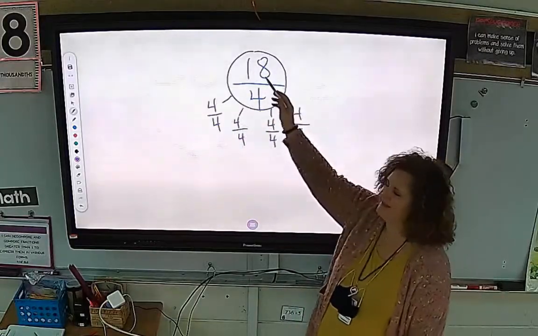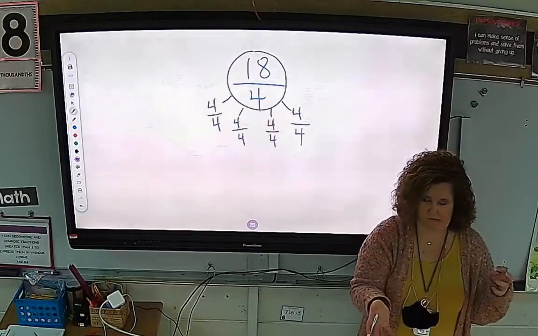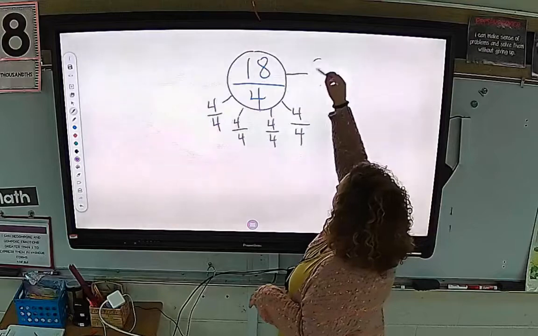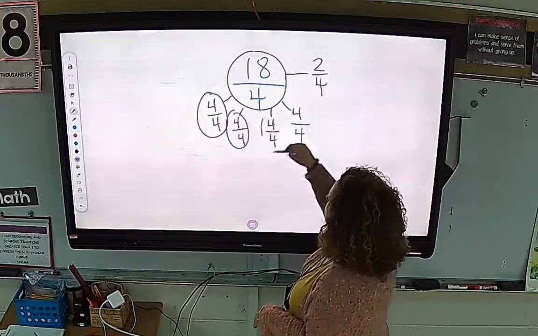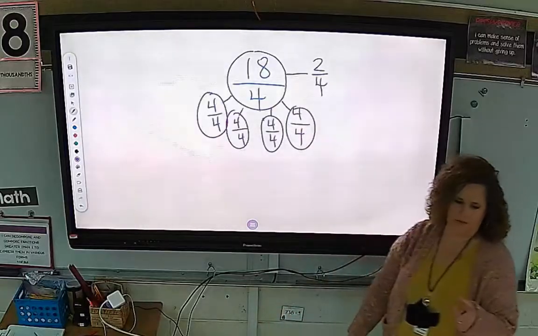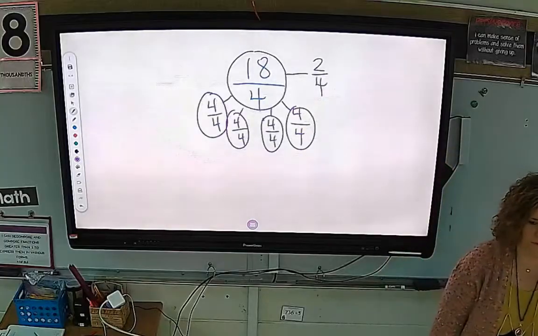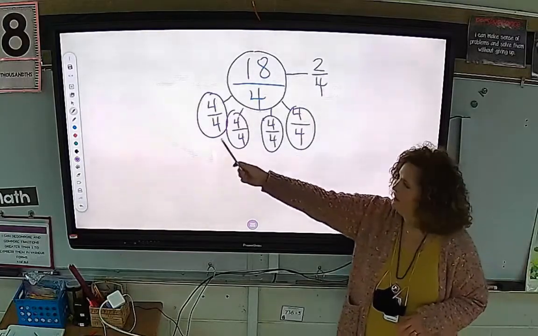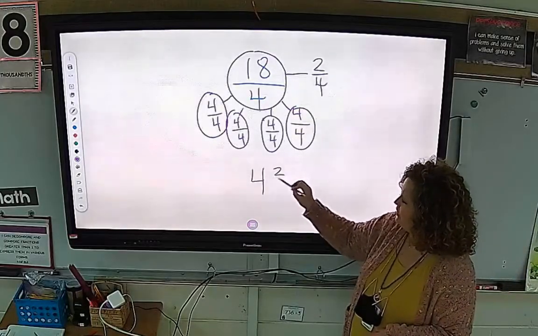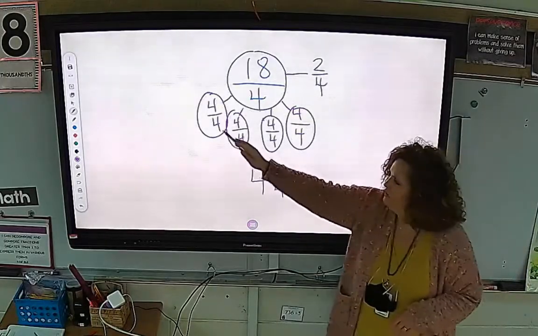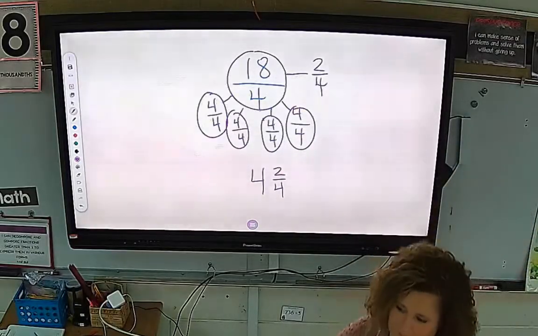So if I take 16 out of 18, how many have I got left over? 2 fourths. So this is a whole number. 2, 3, 4. What is the mixed number you had written down? Wait, I forgot to put that. Okay. What would it be though? Look up here and help us. We've got this many whole numbers. 4 and 2 fourths. This is how many whole numbers we have, and this is our leftover piece that's not quite a whole number yet. Okay?